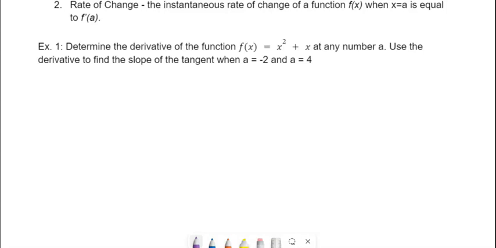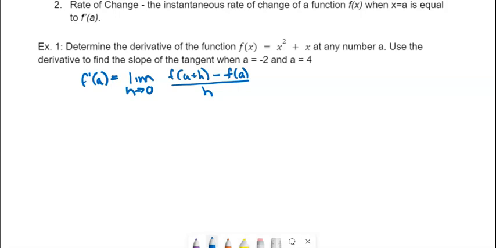So let's take a look at an example. We have this function, f of x equals x squared plus x. We're going to do this first at any general number a, and then we're going to plug in values of a equals -2 and a equals 4. So f prime of a is equal to the limit as h approaches 0 of our first point, f of a plus h, take away our second point, f of a, and that's all divided by h.